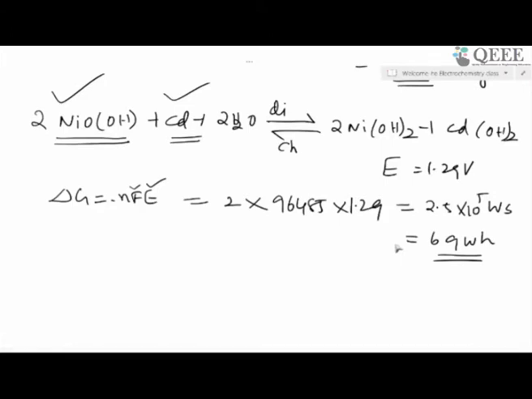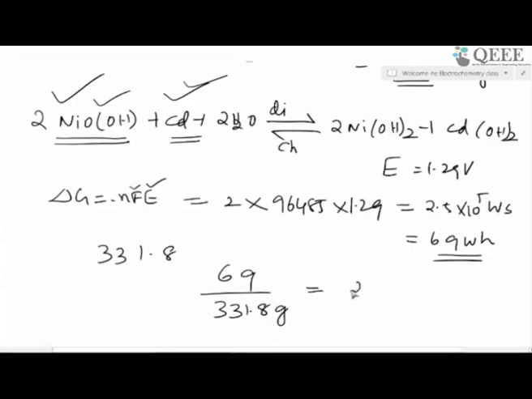Now I calculate the total weight of the reactants. The sum of the molecular weights of these reactants is about 331.8 grams. That means I take this 69 and divide it by 331.8 grams, and I get about 208 watt hour per kg. Here it is in grams, here I have it in kilograms: 208 watt hour per kilogram of active material.